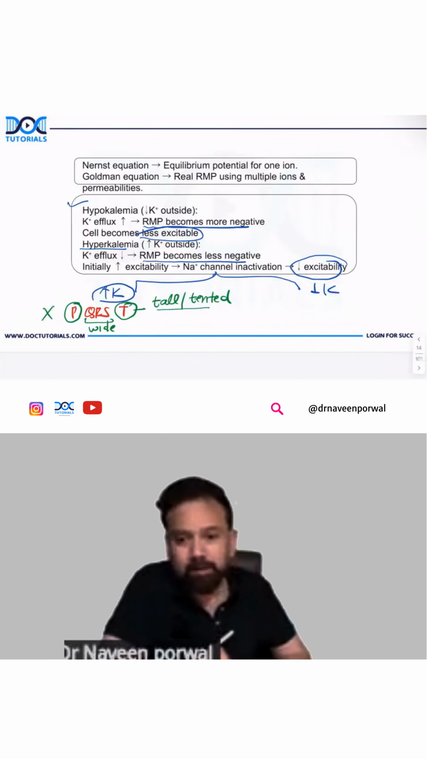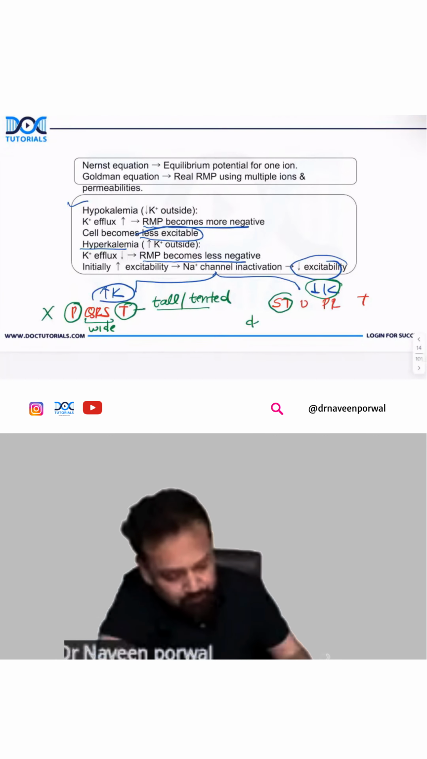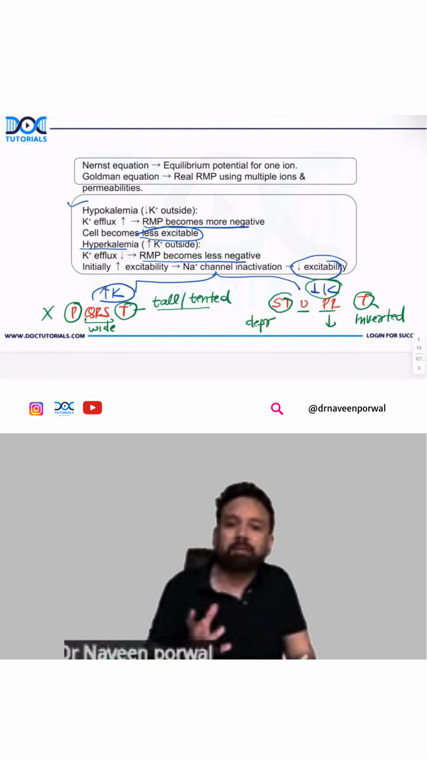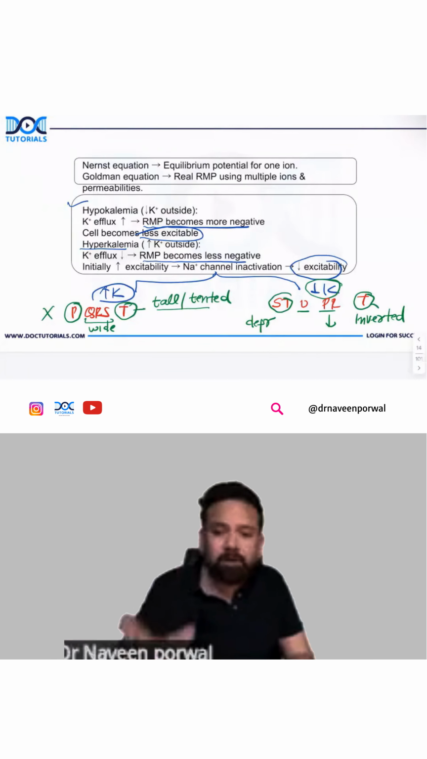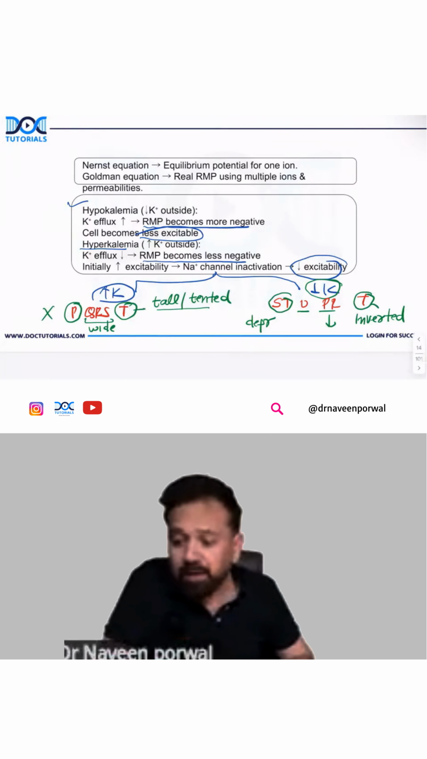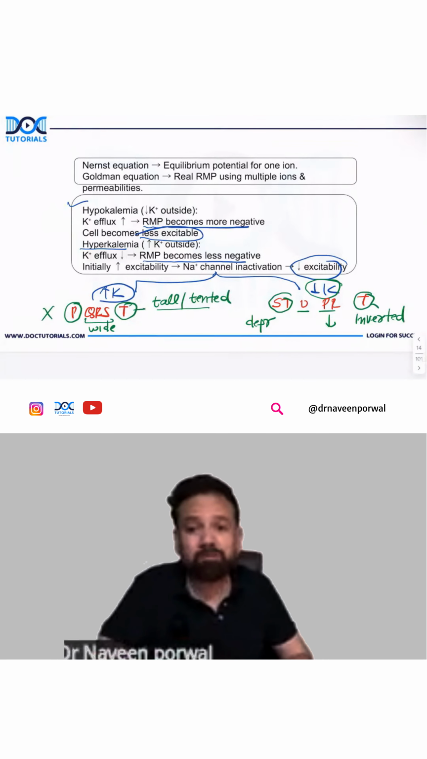Regarding hypokalemia, the mnemonic is stupor T. ST wave depression, U wave, PR will decrease and T wave will be inverted, stupor T. So initially they were asking only about T wave, tall T wave in hyperkalemia and inverted T wave in hypokalemia. But now they are asking exactly what the other features are.